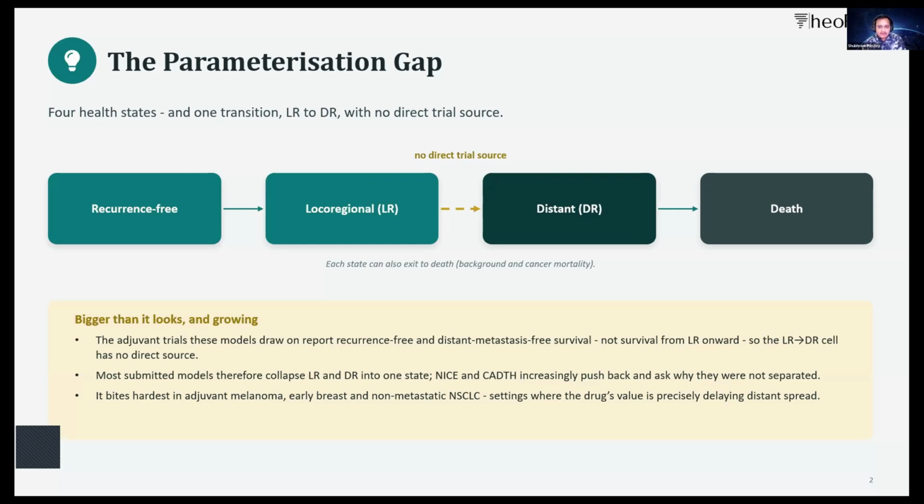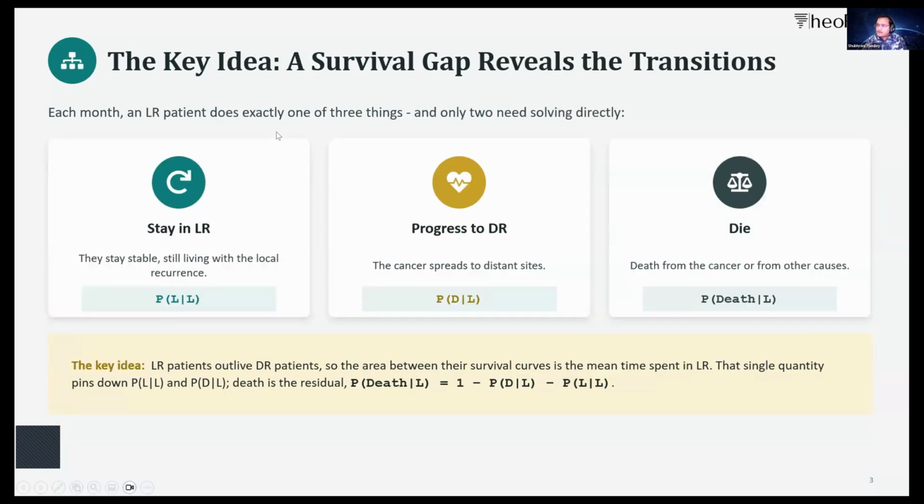And here's the catch: the trials these models are built on don't measure it. The big standard trials, like Keynote 54 and Checkmate 238, follow patients from the recurrence-free state. They report recurrence-free survival, distant metastasis-free survival, and overall survival, but not the actual transition from local regional to distant.